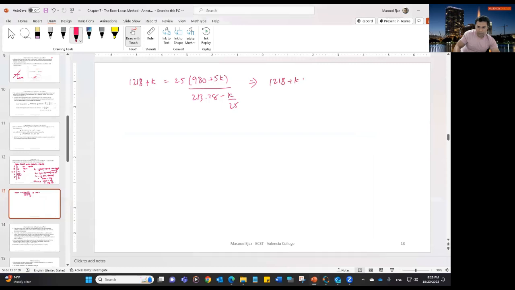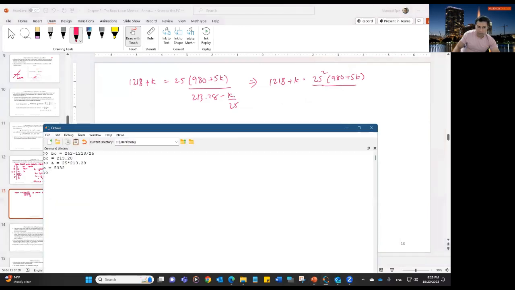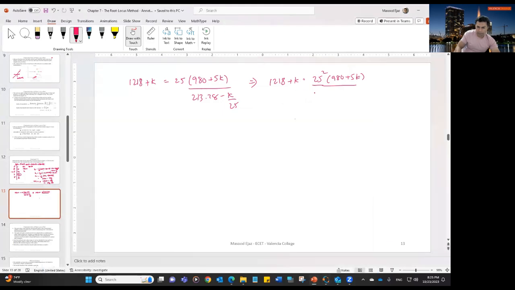1218 plus K equals 25 squared. This 25 is going to go on top, and that's going to be 980 plus 5K divided by 5332 minus K. And then we multiply these two together: 1218 plus K times 5332 minus K is equal to 25 squared times 980 plus 5K.